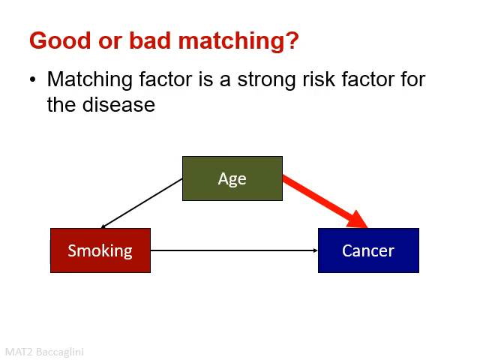Here we're looking at the association between smoking and cancer. And age may be a confounder. In this case, age is a strong risk factor for the disease. Would this be a good or bad matching? This is a good matching. These are the type of factors that you want to match on if you are concerned about them.